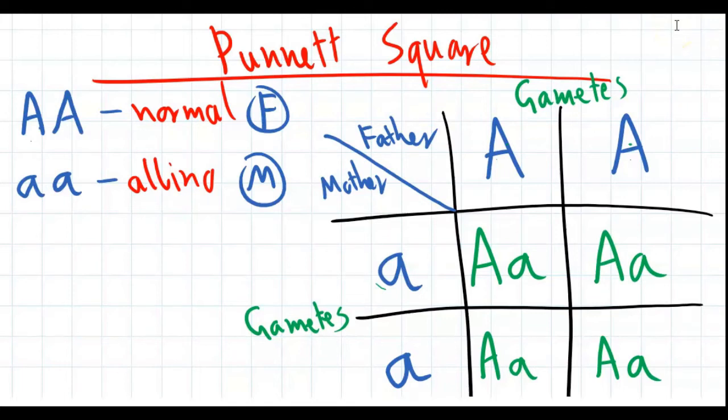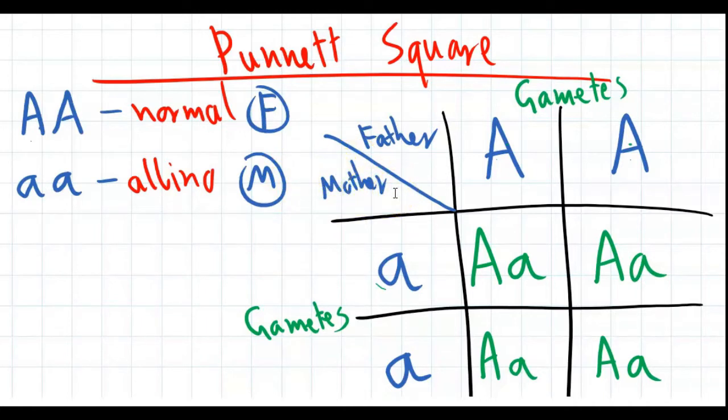Hey everybody. So here's the Punnett square we looked at last time. And remember, this is showing us a couple where the father has the normal phenotype, the normal trait, and the mother, she's got the albino trait.